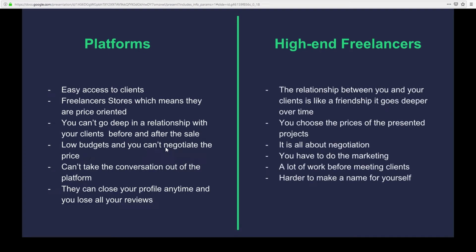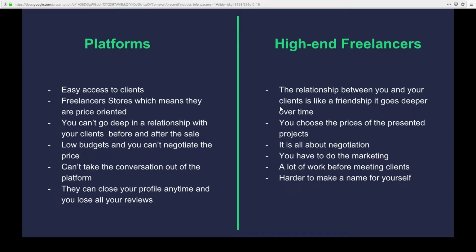But the high-end freelancers, the cool thing about them is that most of their clients are built up on relationships, which are like friendships. And the more they are your clients, the deeper it goes and the better it becomes, hopefully, at least. You show the price of the project you are going to pitch, and it's all about negotiation between you and the client. It's not just them giving you the price and you either accept it or not. There's a lot of negotiation that goes into it.